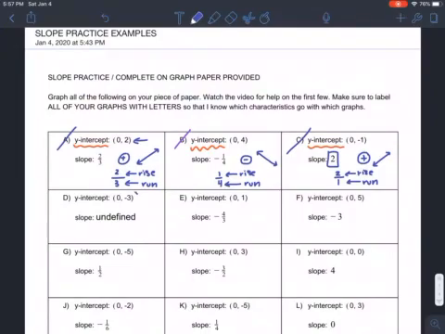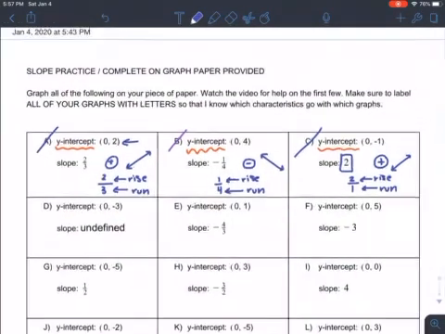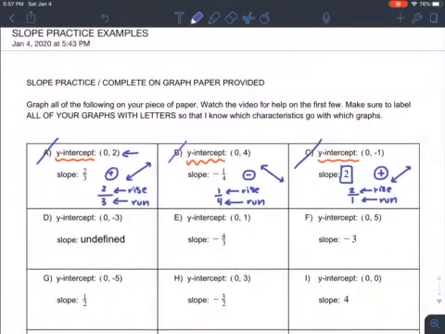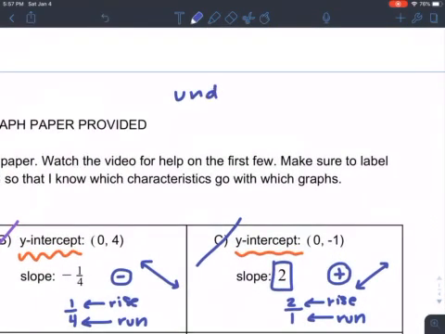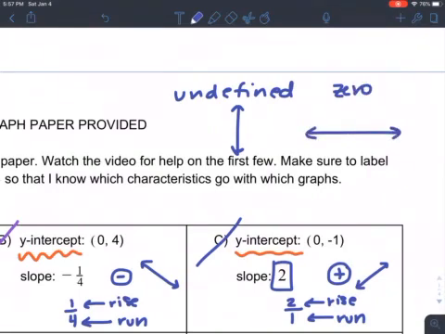So I have a y-intercept of 0, -3, and a slope of undefined. Keep in mind, guys, we did two different special slopes, and I'll write them up here just if you forgot. Undefined slope is when you have a line that goes straight up and down, and 0 slope is when you have a line that goes straight left and right. Okay, so undefined is a vertical line, a 0 slope is horizontal.